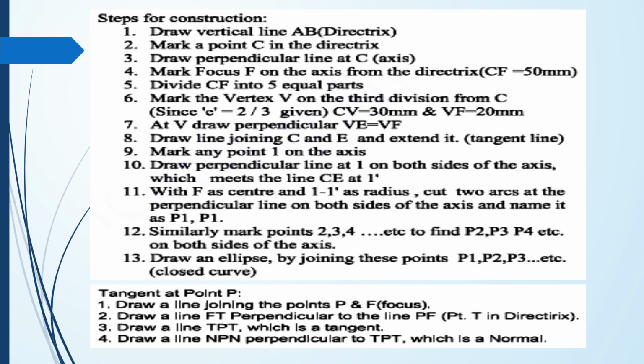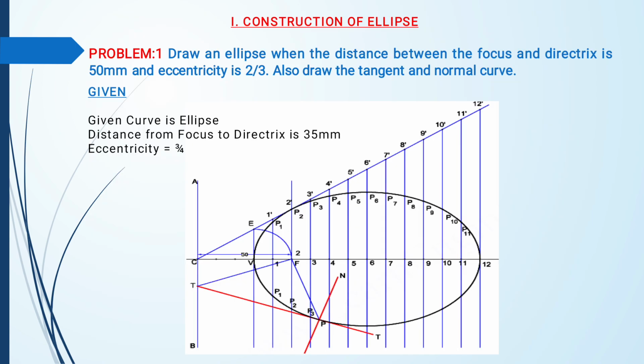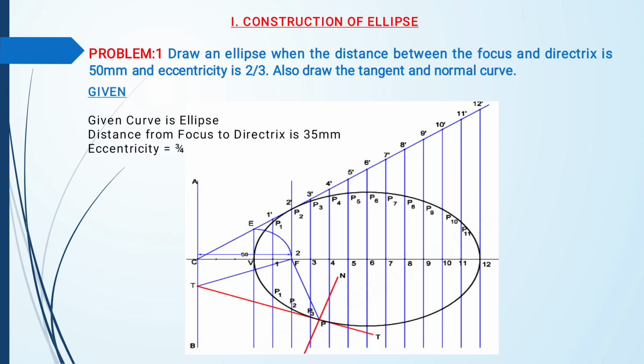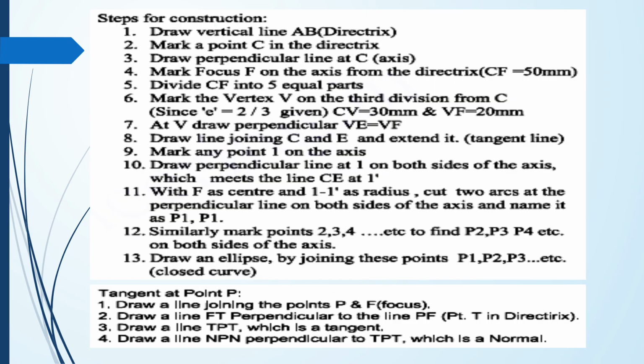Here you see, draw a line joining the point P and F. So all of you know point P and F. Clearly indicated here, F is known as the focus point. Draw a line FT perpendicular to the line PF. Okay, the focus to the tangent is the FT line, perpendicular to the line PF.